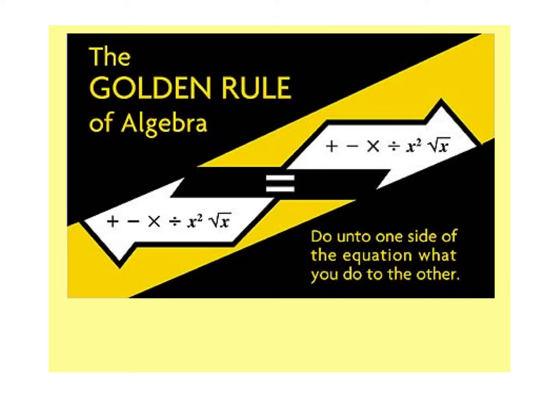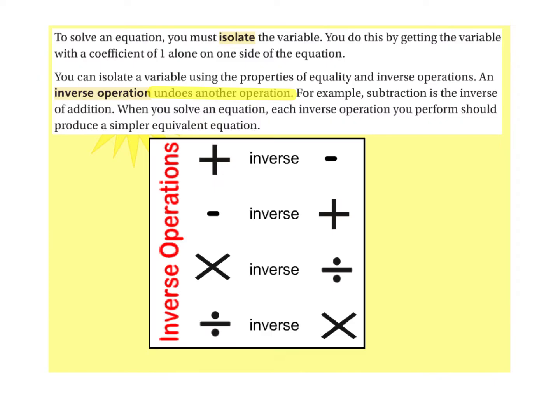All right, before we get to the problem, I forgot about my good old golden rule of algebra. Now, the golden rule of algebra tells me that I need to do unto one side of the equation what you do unto the other side. So when you have your equal signs, if you're going to add something to one side, you have to add it to the other side, and so on and so forth.